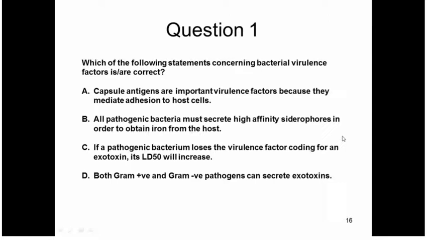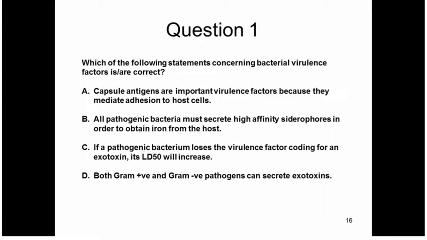Okay, I'm so glad I asked the question. All right. So B, all pathogenic bacteria have to have high affinity siderophores to get iron. Who says yes? Who says no? Some people said yes. Okay, they all need iron, but siderophores are not the only mechanism. Others bind iron transport proteins or lyse erythrocytes, this kind of thing.